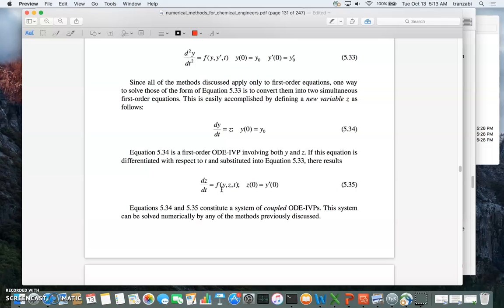And as long as I have a first order differential equation, I should be able to solve it. Okay, now the way we solve this is the following. Now we have two variables to solve. One is the z, and the other one is the y. And we have to solve this system. Looks like we have a system, right?